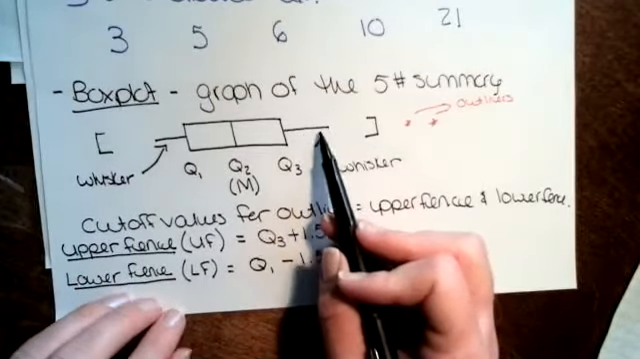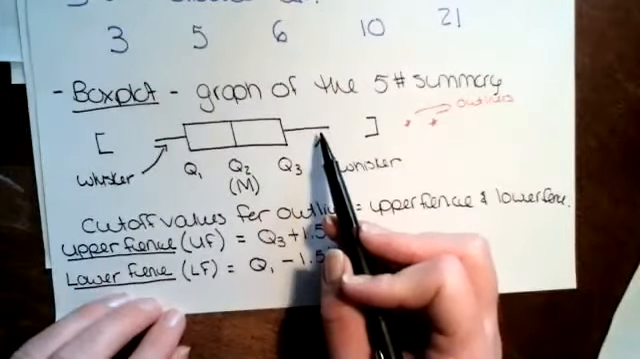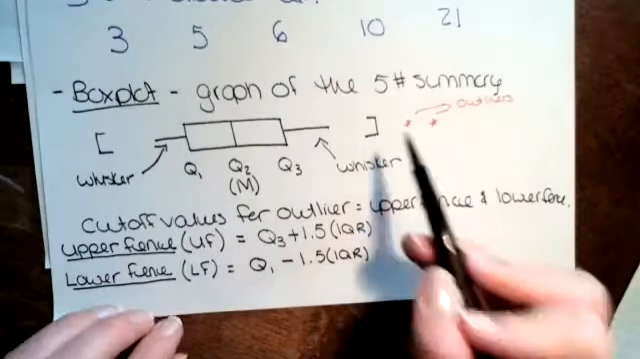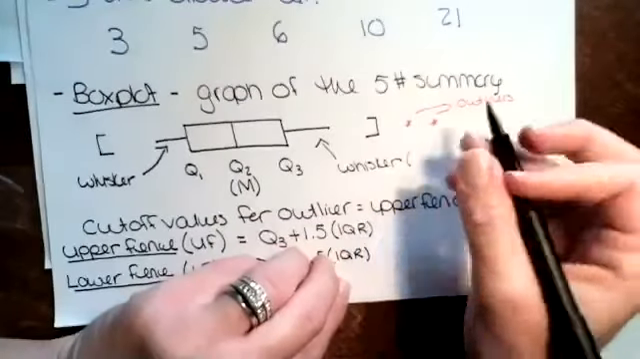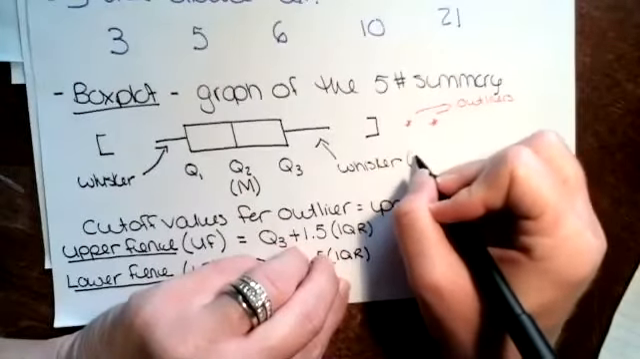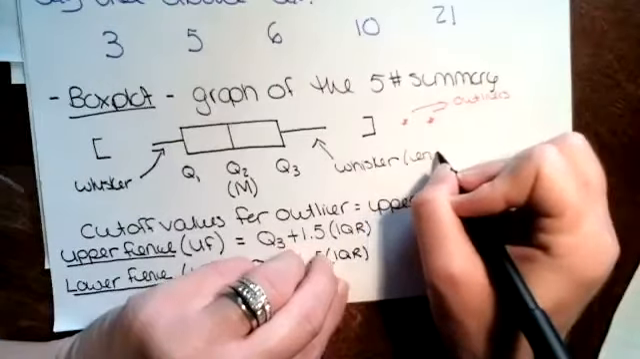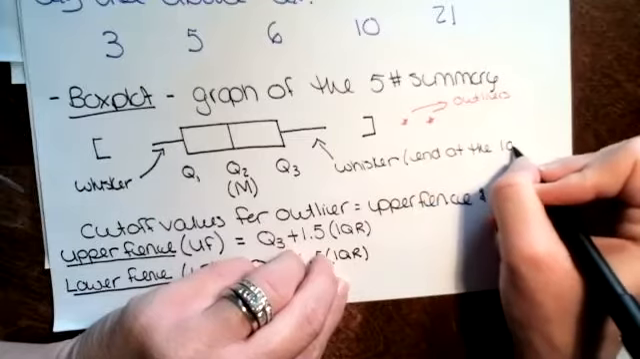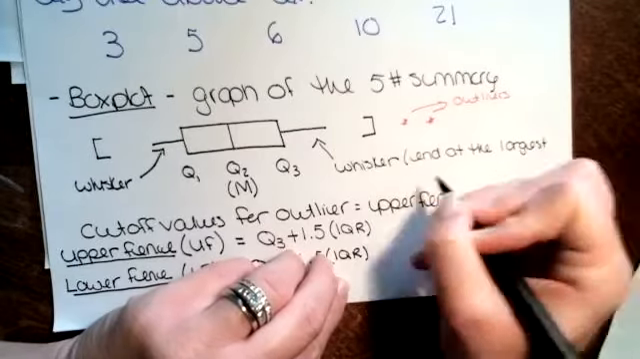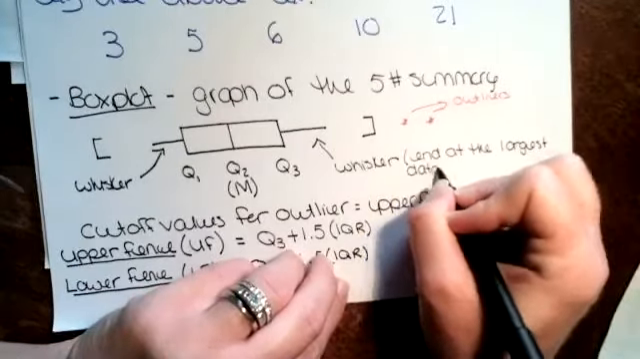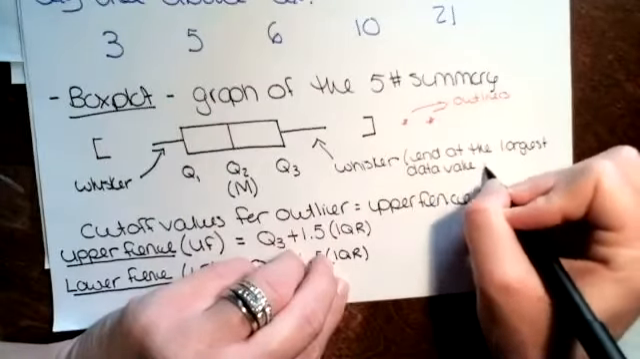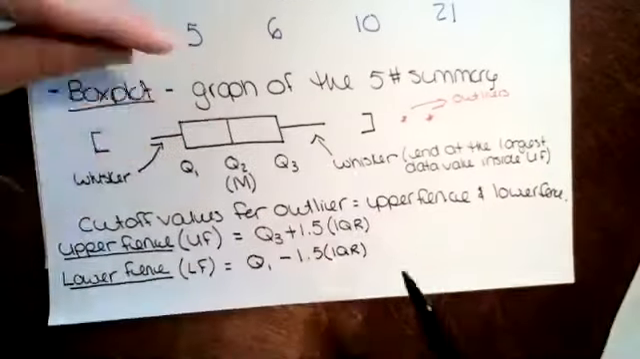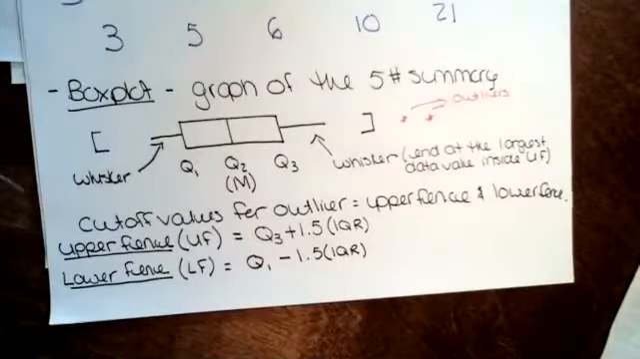This whisker will go to the largest data value inside the fence. Okay. So this whisker will end at the largest data value inside my upper fence. When I say inside, I mean closer to my box.